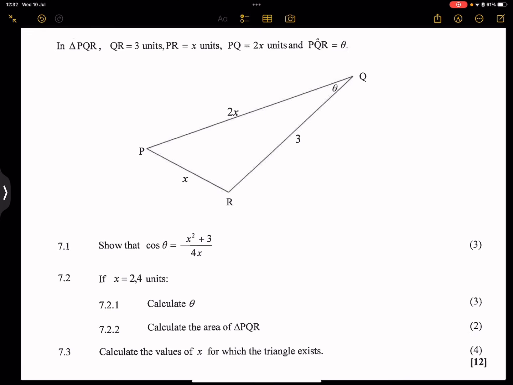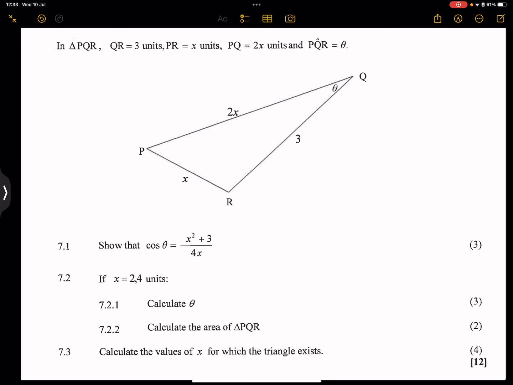All right, now let's take another example. This comes from a past exam question paper. They say in triangle PQR, we've got QR, which is 3 units. PR is X units and PQ is 2X units. And angle PQR is equal to theta. They wanted us to show that the cosine of angle theta will be equal to that expression.